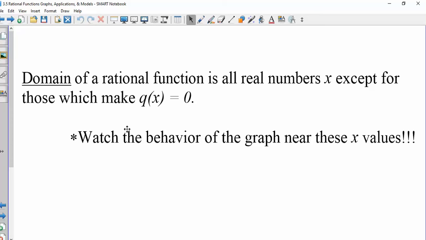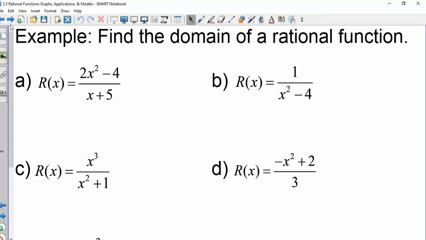So we're going to start our first example. I'm just going to give you a rational function, and we're going to practice finding the domain. So all we're going to be looking at is figuring out what makes the bottom 0. And your domain would be everything except that number or numbers. We will typically write this in interval notation. That's kind of been our standard for a while now.